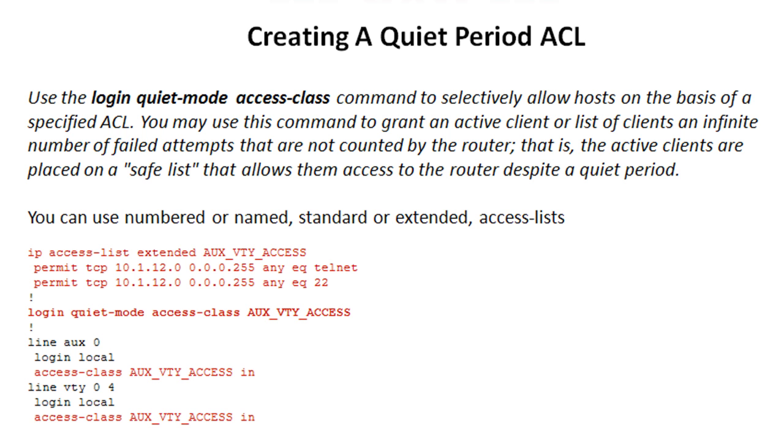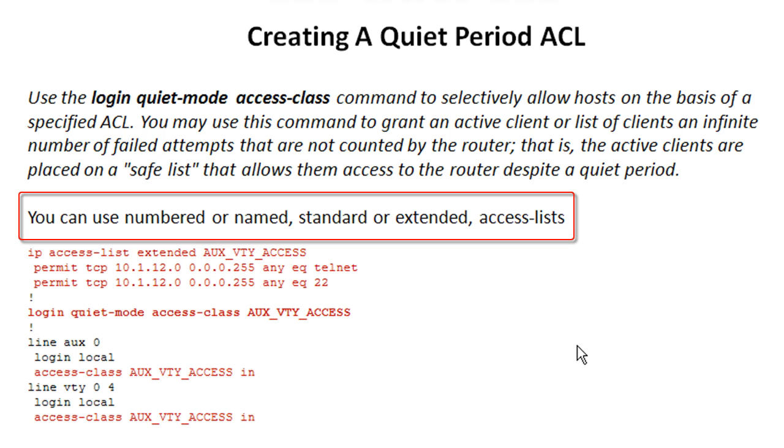It says, that is, the active clients are placed in a safe list that allows them access to the router despite a quiet period. And I think that safe list is the simplest and best way to describe what a quiet period ACL is. You're specifying the devices that you want to have access to the router regardless if it's in the quiet period or not. So we do not want these specified devices to be blocked from accessing the router at any time.